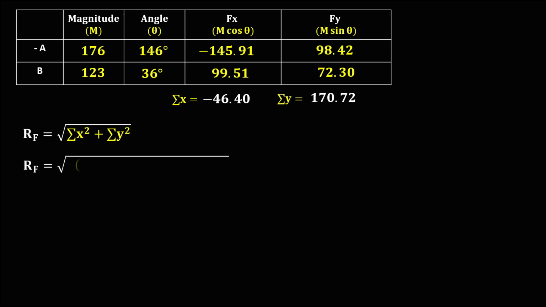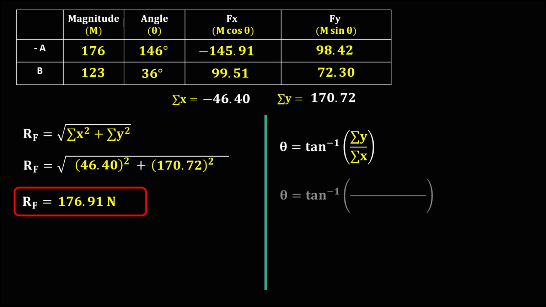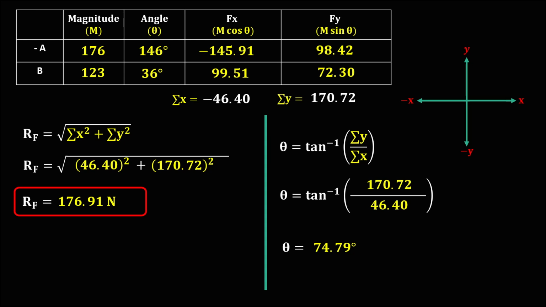Then from this table, we can find now the resultant force. Again, just ignore the negative, and the resultant force is equal to 176.91 Newton. Then to find theta, that's inverse tangent, and we have the summation of y. Again, just ignore the negative. So you have 46.40. So theta equals 74.79 degrees.